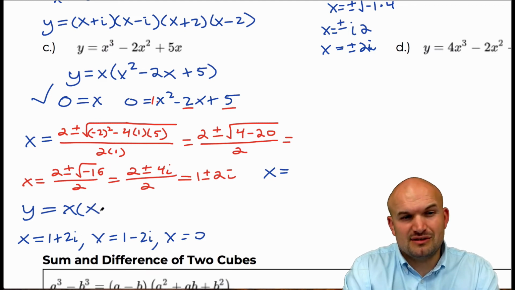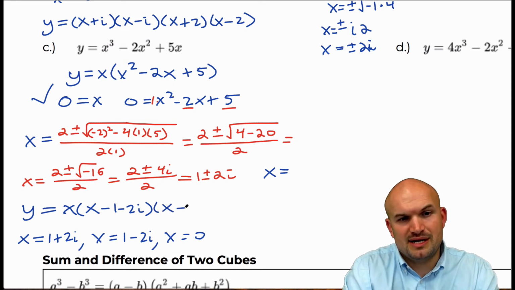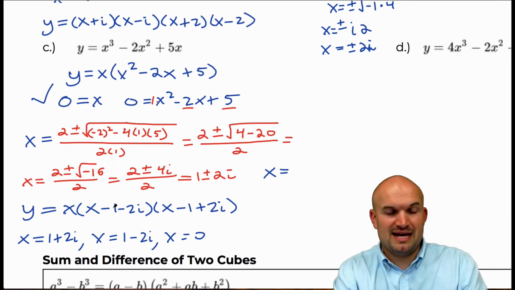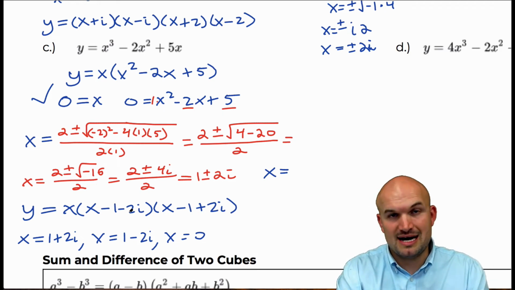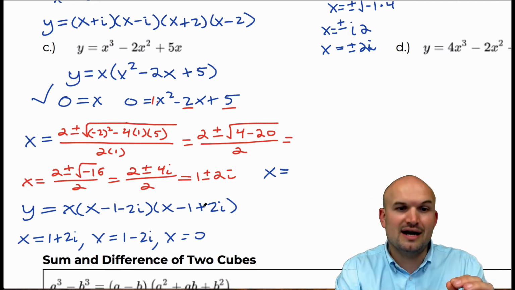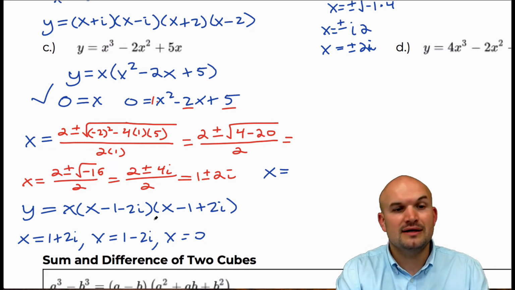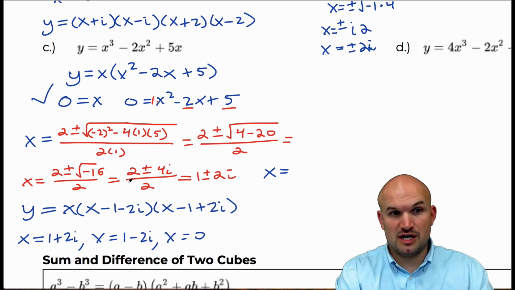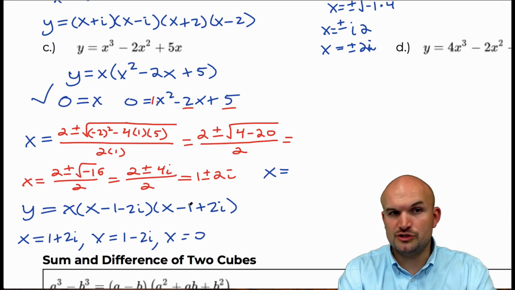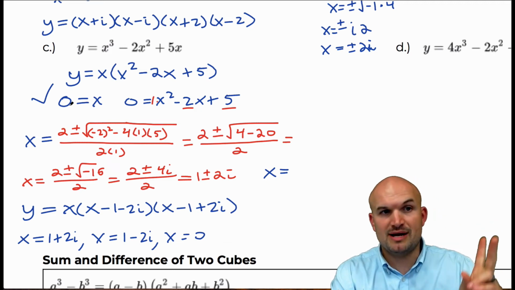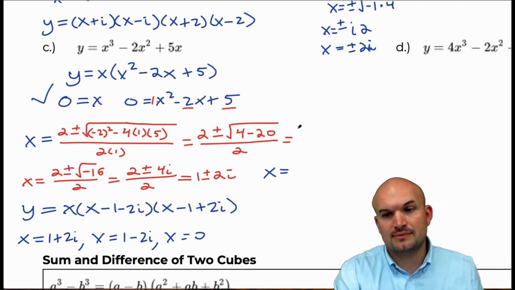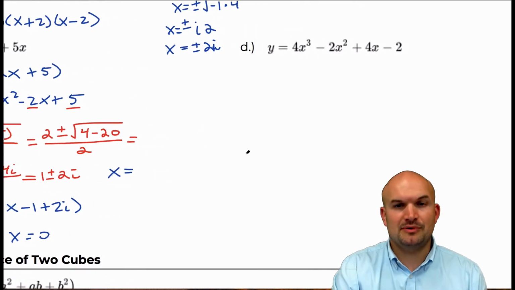But these zeros look like this. x minus 1 minus 2i. And then this one would be x minus 1 plus 2i. And again, even though the x minus 1 is the same, notice the complex conjugate. It's negative 2i, positive 2i. All right? And again, does this follow the fundamental theorem of algebra? We have 1, 2, 3 zeros. 1 is real, 2 are imaginary. And we're all good.